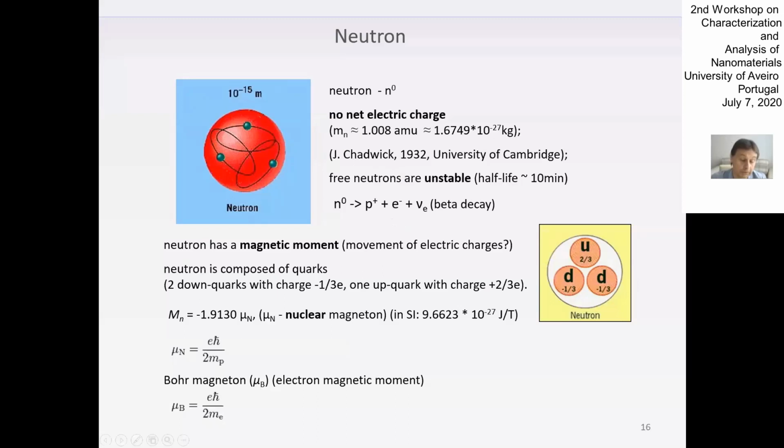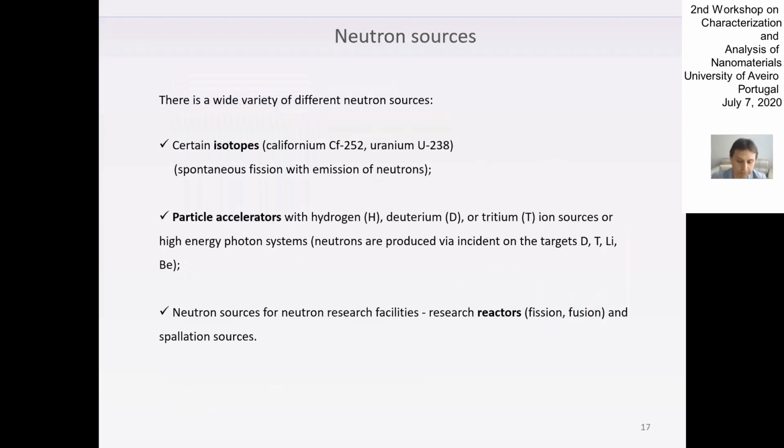It can be a bit tricky to see why an electrically neutral particle has a magnetic moment, but we have to recall its intrinsic structure. It consists of 3 quarks, 1 up and 2 down, and they have some electric charge. So this is the origin of the magnetic moment. And this is important because using neutron diffraction, we can read not only the crystal structure, but also the magnetic structure of the material. So we'll talk a bit about neutrons and how to generate them.